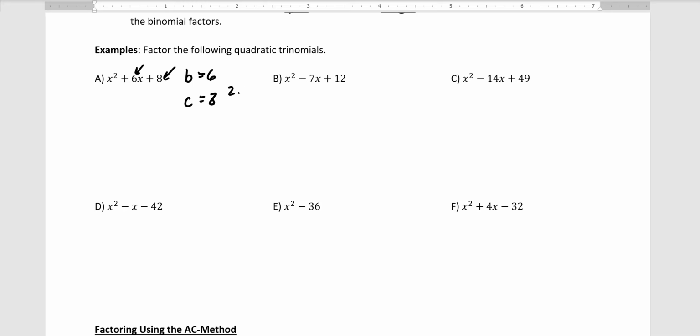Those numbers, of course, are 2 and 4. 2 plus 4 is 6, 2 times 4 is 8. So my factors here would be x plus 2 times x plus 4. And that would be x squared plus 6x plus 8 in factored form.